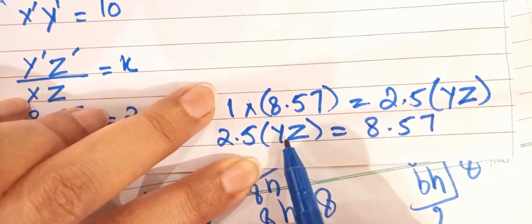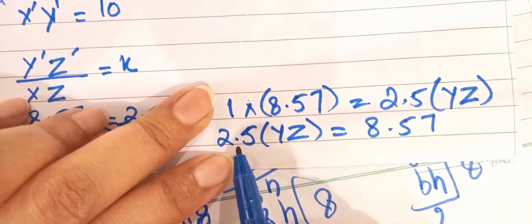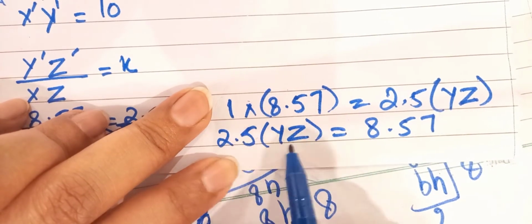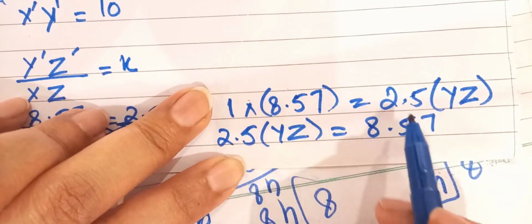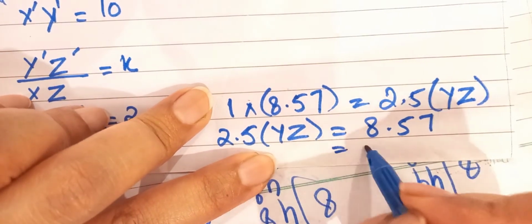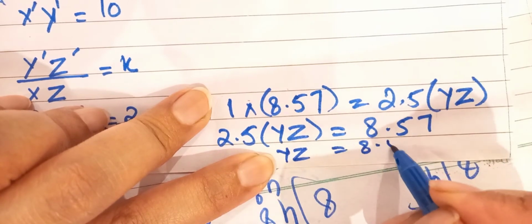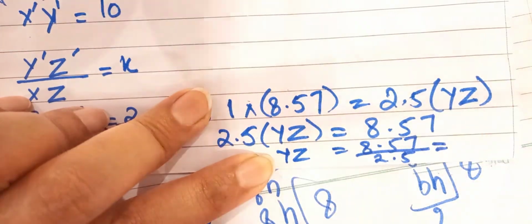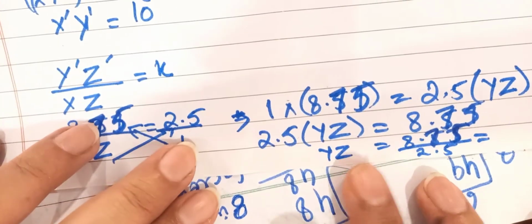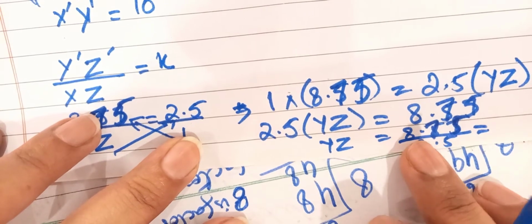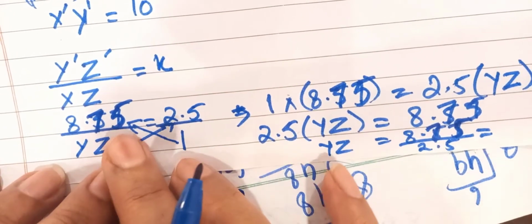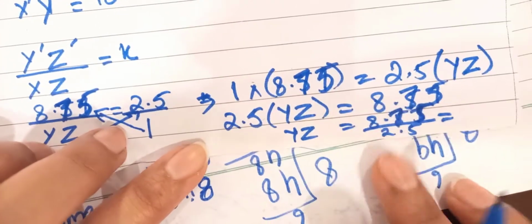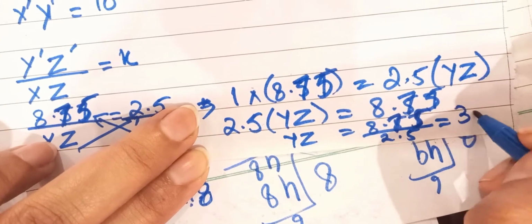Now I have to find the value of yz. I have to get rid of 2.5, so I will move it to this side. Here it is multiplying, and when it goes to the RHS it will divide, so yz is equal to 8.75 over 2.5. Now I shall divide it and get the answer. Sorry, it was not 8.57, it was 8.75. I have corrected my mistake. So when I divide 8.75 by 2.5, I get the answer, which is 3.5.